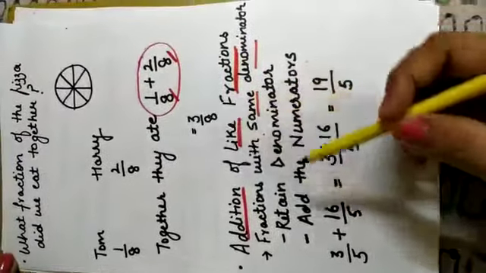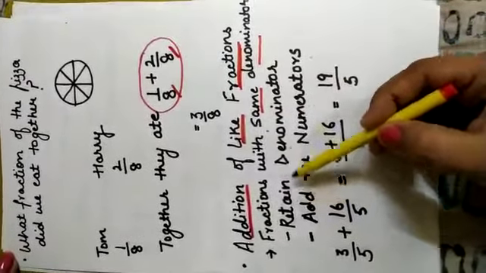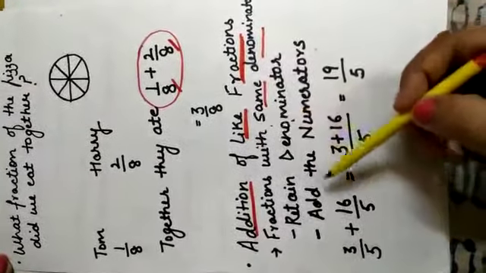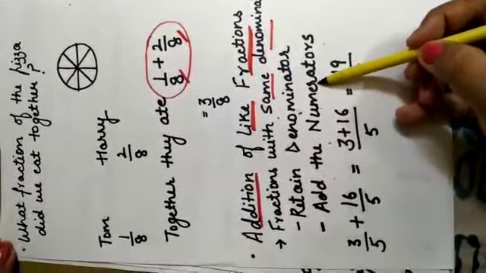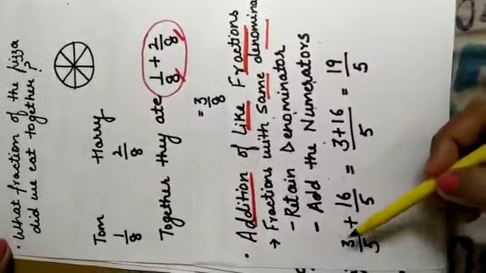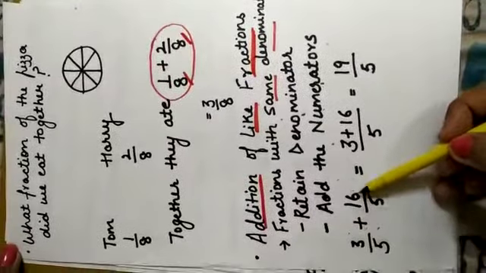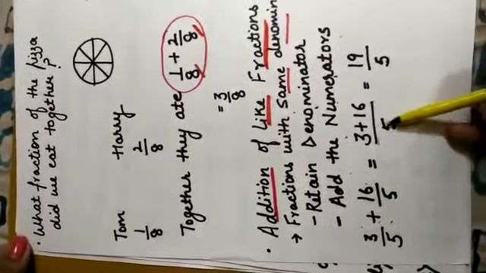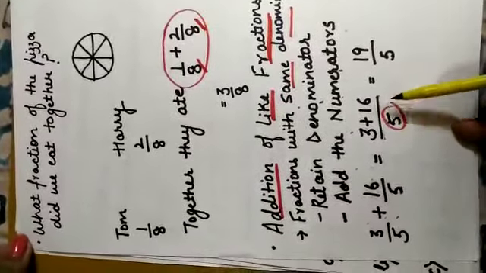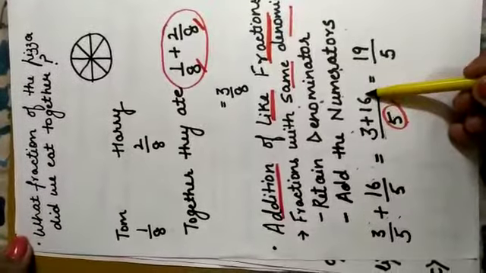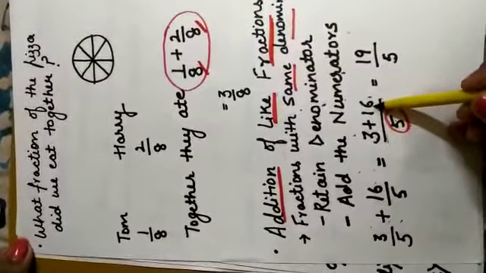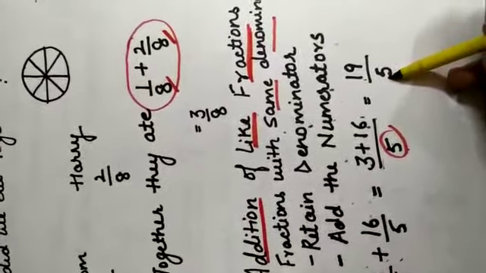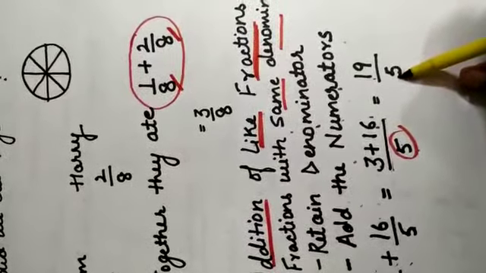Right. So what are the steps? What we have to do? Retain the denominator. That means we'll keep the denominator same and only add numerators. Like if we have to add 3 upon 5 and 16 upon 5, then what we will do? We'll retain the common denominator as 5 and add the numerators. That is 3 plus 16. That goes for 19 upon 5. So, added fraction is 19 upon 5.